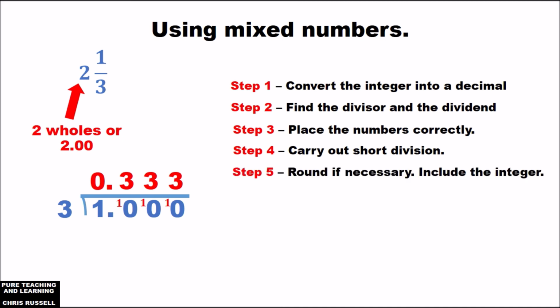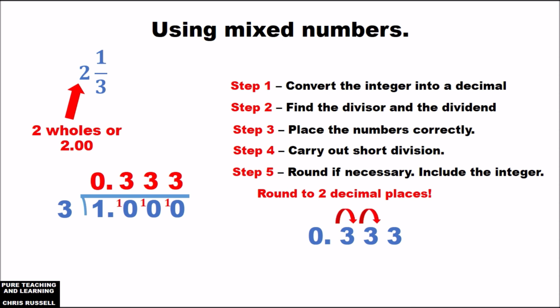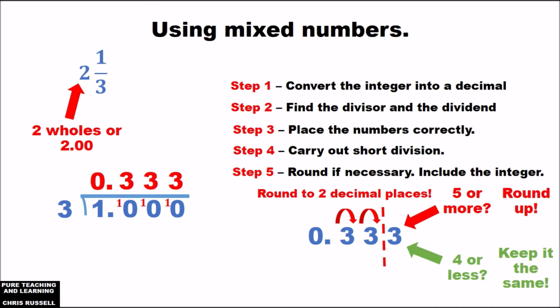And now what we can do is round if necessary. So we include the integer. So round to 2 decimal places, we have 2.333. This time we're going to do 2 decimal places. So imagine an imaginary vertical line. Is this digit 5 or more? If so, we round up. If it is 4 or less, we keep it the same. In this case it's 4 or less, so we'll keep it the same.